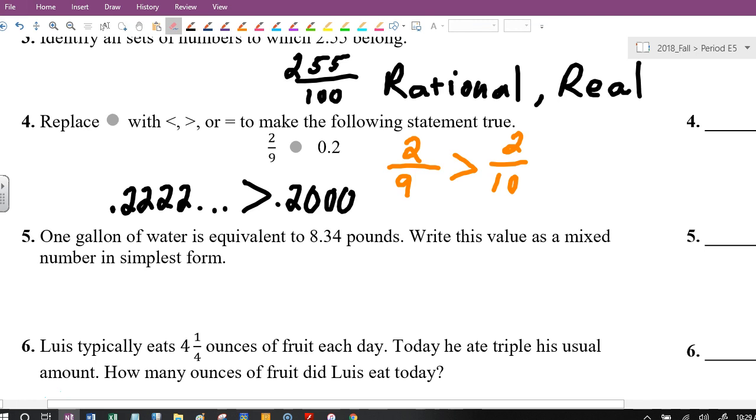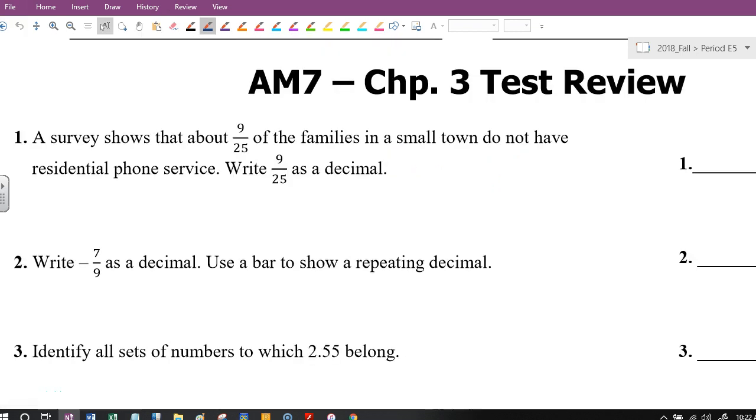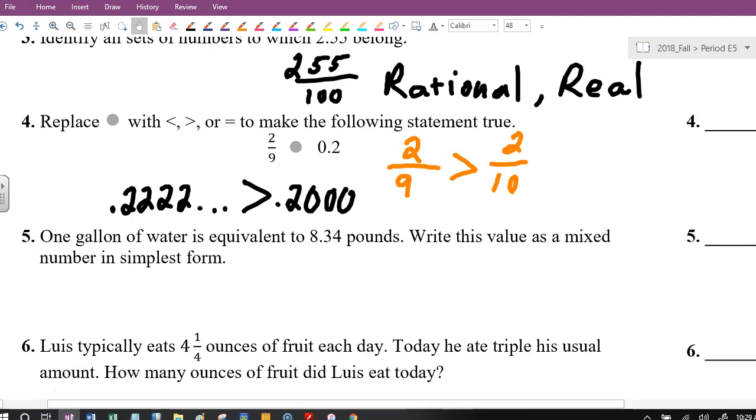All right, so what about number 5? Anybody want to do number 5? No, I can. Are you sure? Yes, I'm sure. All right, come on down, young man.